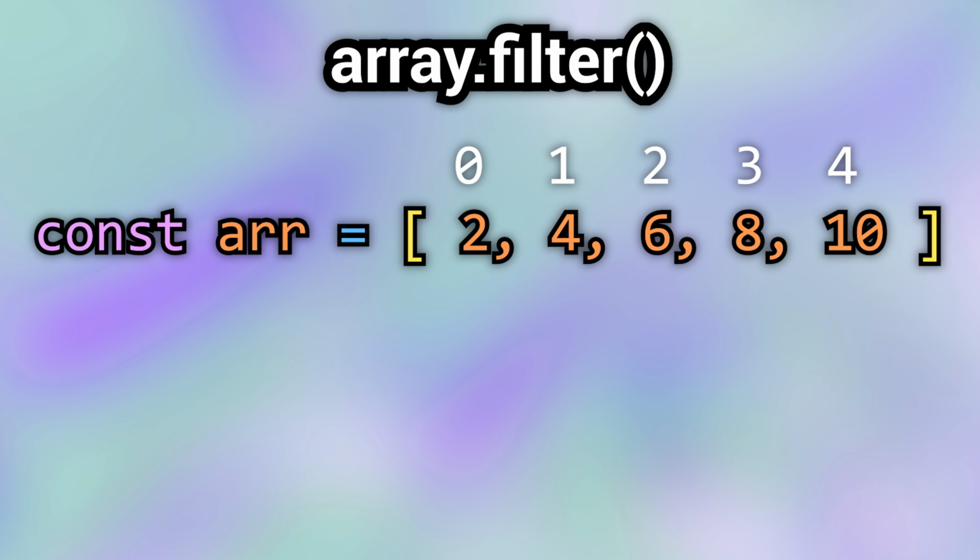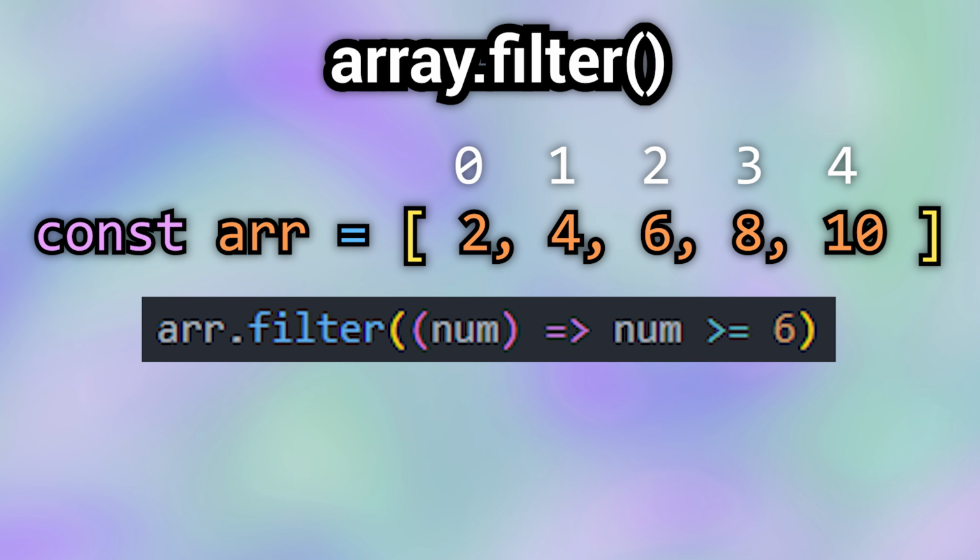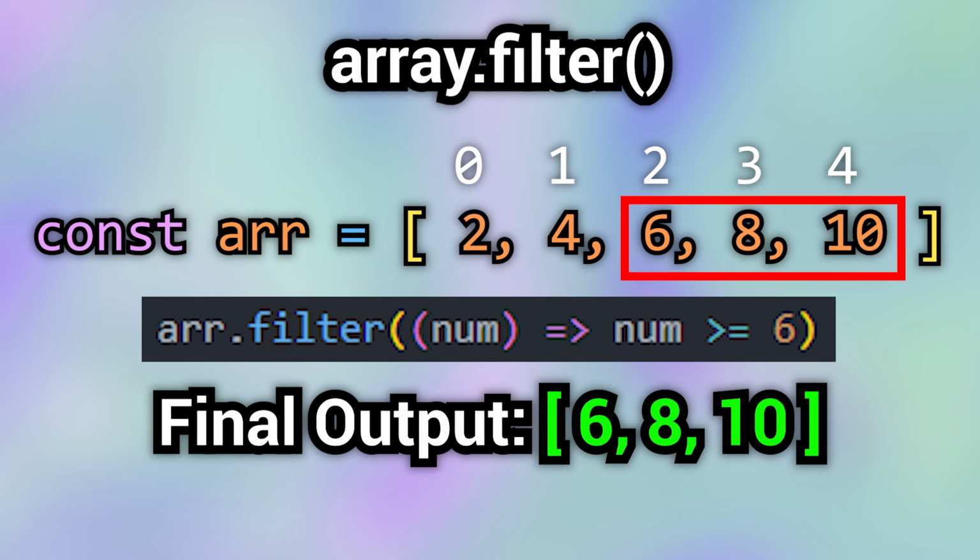The filter function is similar to some and every in the way that we're checking a criteria, except it doesn't return true or false, but it returns all the elements that match this criteria. So if we were using this array and we want to get all the numbers that were greater than or equal to 6, it will return us an array of 6, 8, 10.